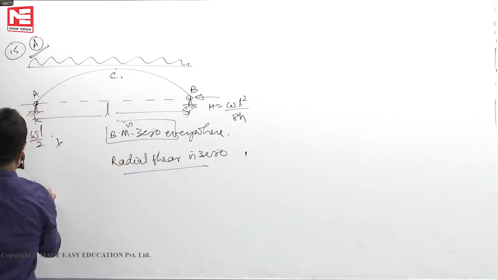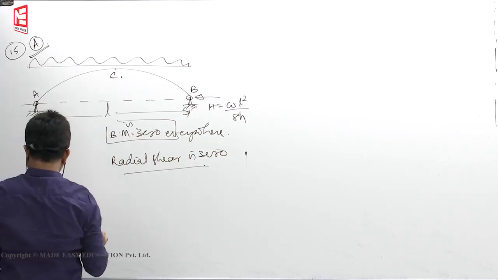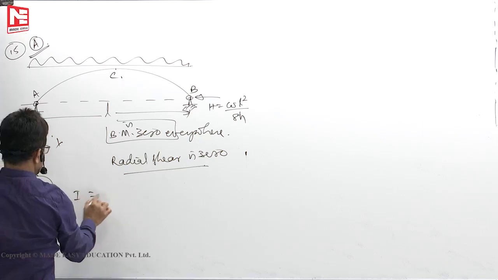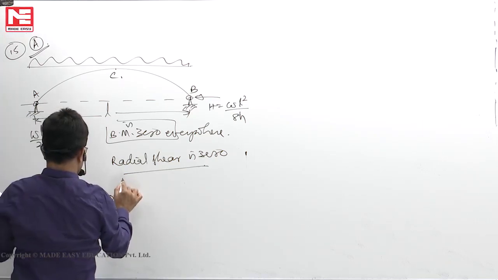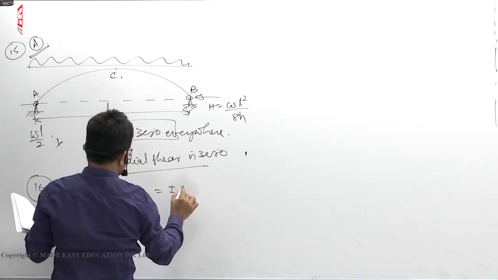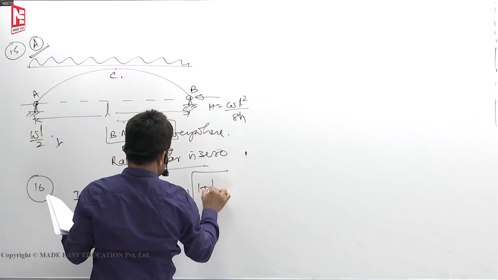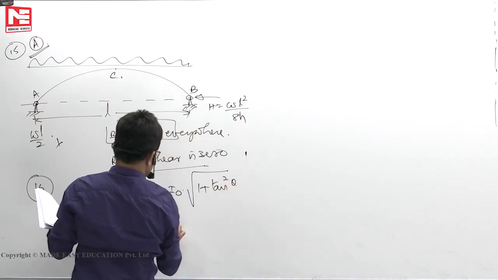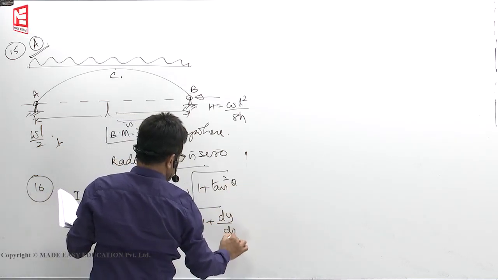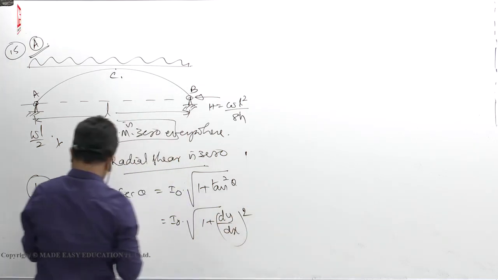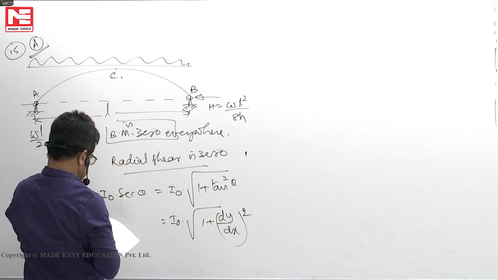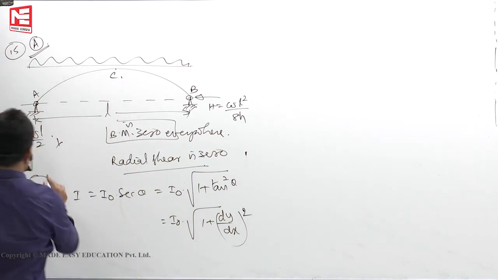Then 16. This I have told you already in the class. I is equal to I0 into secant theta, or I0 into secant theta means I0 into square root of 1 plus tan square theta, which is I0 into square root of 1 plus dy by dx whole square. So D is the option.